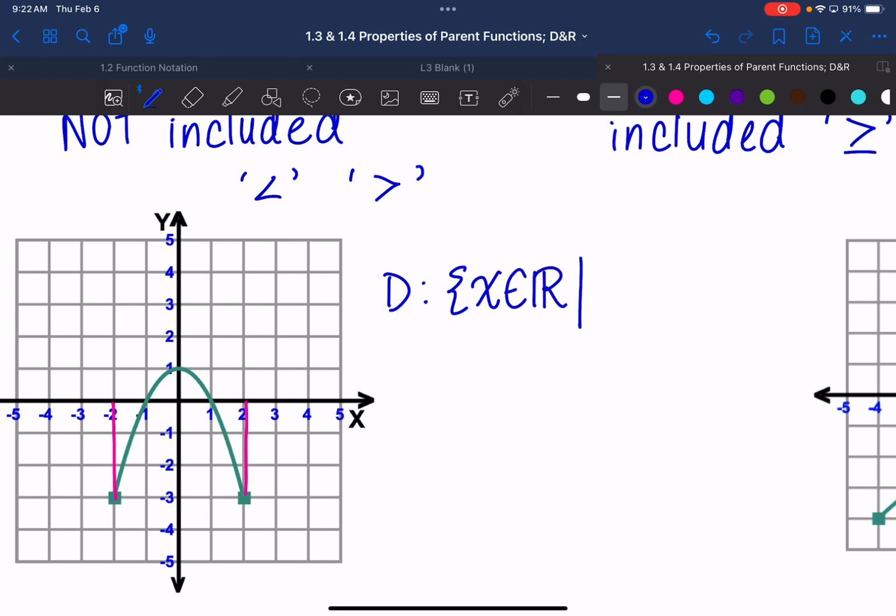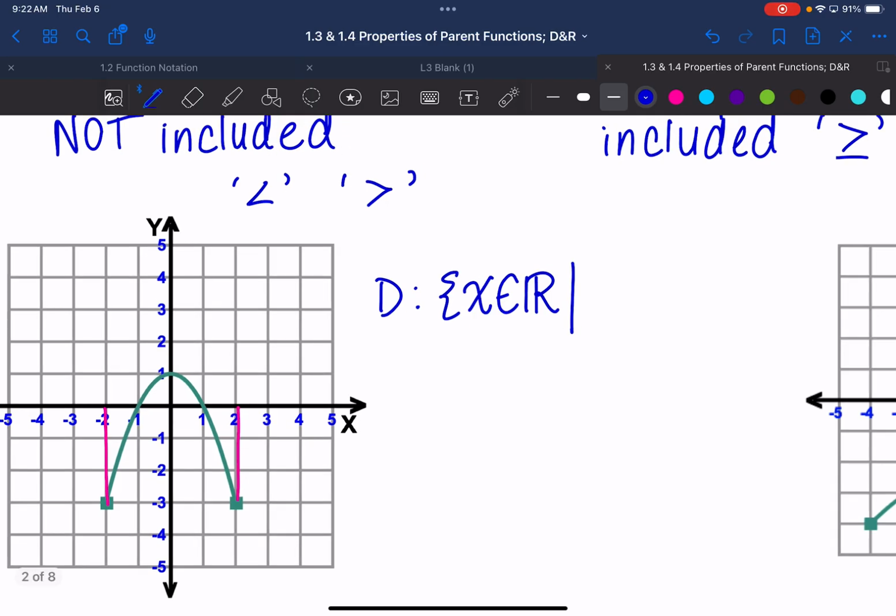such that, and then this is where I have to say it can only be between -2 and 2. So I'm going to use that sandwich notation that we said, where it's got to be greater than or equal to -2, but less than or equal to +2.